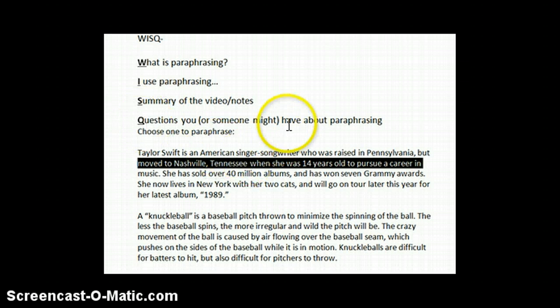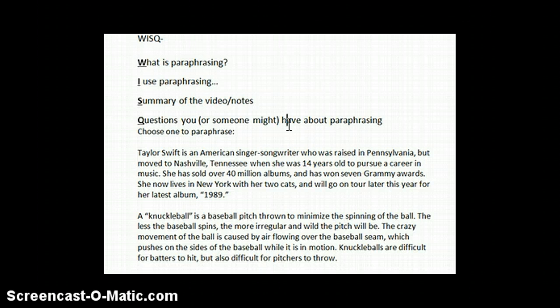Okay, keep going. But moved to Nashville, Tennessee when she was 14 years old to pursue a career in music. She has sold over 40 million albums and has won 7 Grammy Awards. She now lives in New York with her 2 cats and will go on tour later this year for her latest album, 1989. The second text is a knuckleball is a baseball pitch thrown to minimize the spinning of the ball. The less the baseball spins, the more irregular and wild the pitch will be. The crazy movement of the ball is caused by air flowing over the baseball seam, which pushes on the sides of the baseball while it's in motion. Knuckleballs are difficult for batters to hit, but also difficult for pitchers to throw.